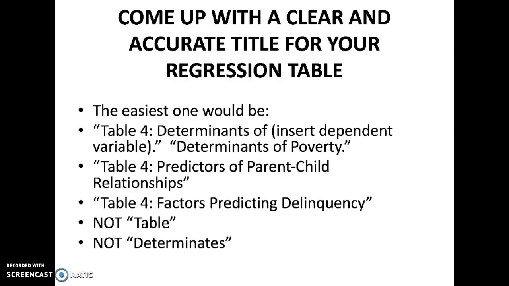And please do not misspell the word determinants and actually say determinates. I actually see that a lot. That's just a spelling error. You are finding determinants, not determinates.